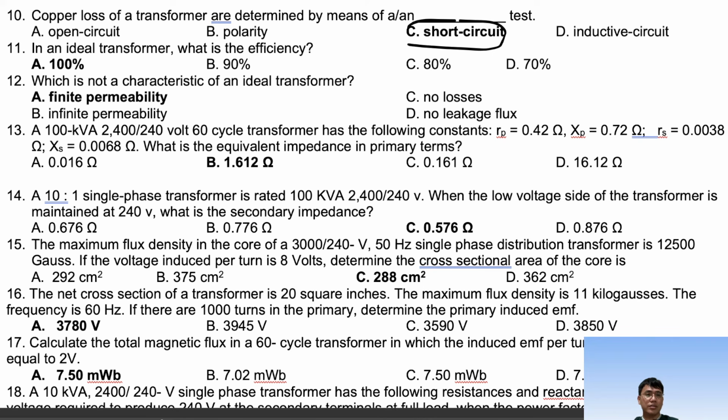Okay? So you may write P sub CO, or core loss, is using the open circuit test. Okay. So for P sub Cu, which is a copper loss, that is done through short circuit test. So the answer to number 10 is letter C.